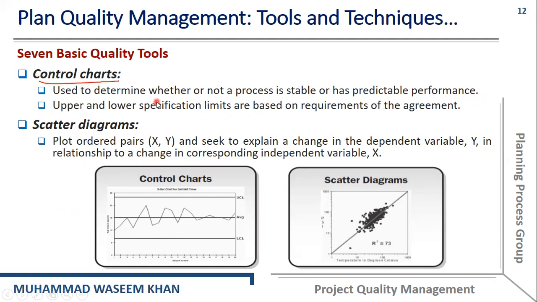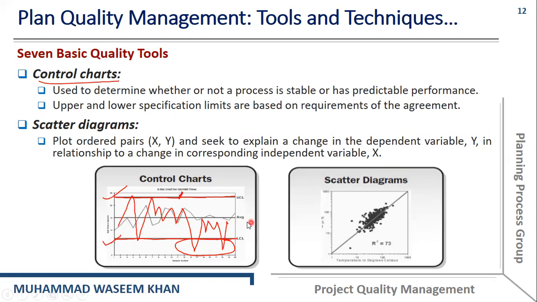Control charts are used to determine whether or not a process is stable or has predictable performance. Upper and lower specification limits are based on the requirements of the agreement. So you can see here that control charts have the upper control limit, UCL, and the lower control limit. And we have the average. These points or peaks of this particular line are the data or the output of each and every process.